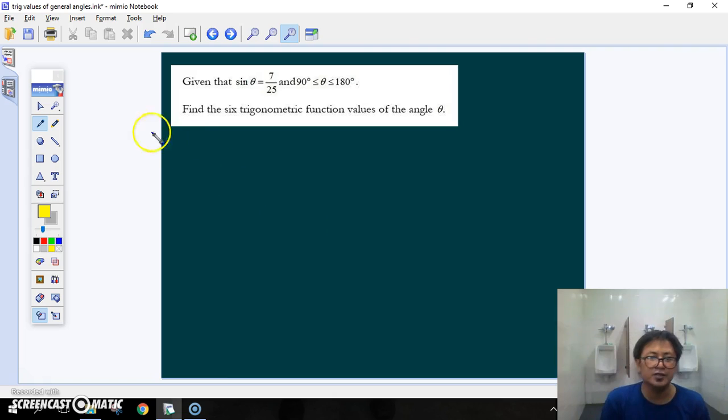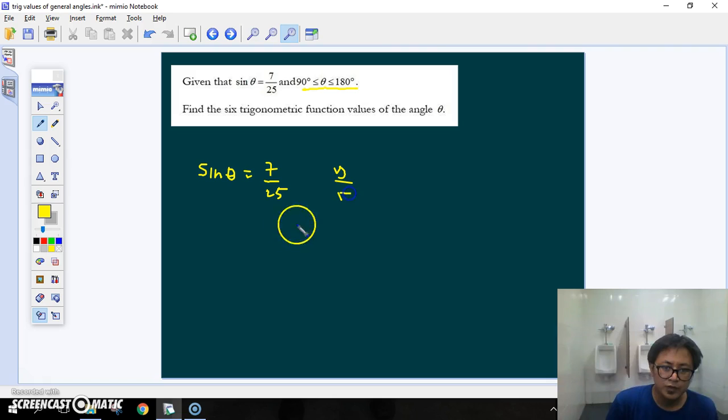Given that sine theta is 7 over 25 and theta is greater than or equal to 90 degrees and less than or equal to 180 degrees, find the 6 trigonometric function values of the angle. Okay, so it's very important that you know where your angle is. That's why we have this condition. Now, given that sine is 7 over 25, you know that's y over r. So that means r is 25. R is always positive, so that's 25. Now y is 7, of course.